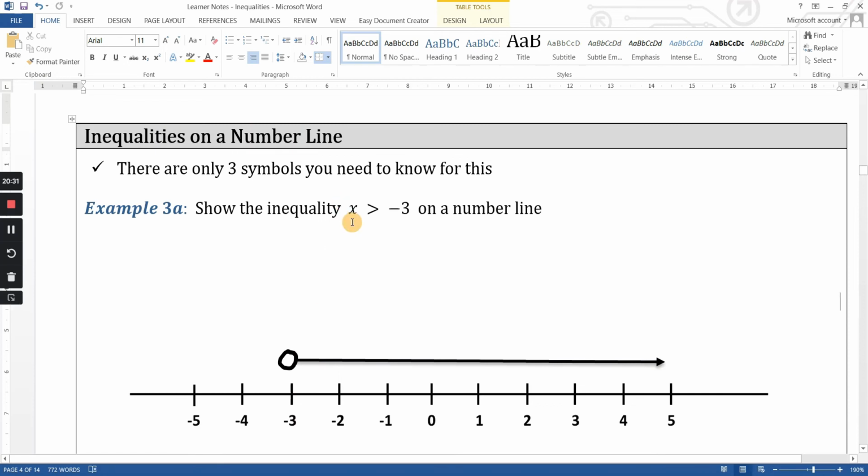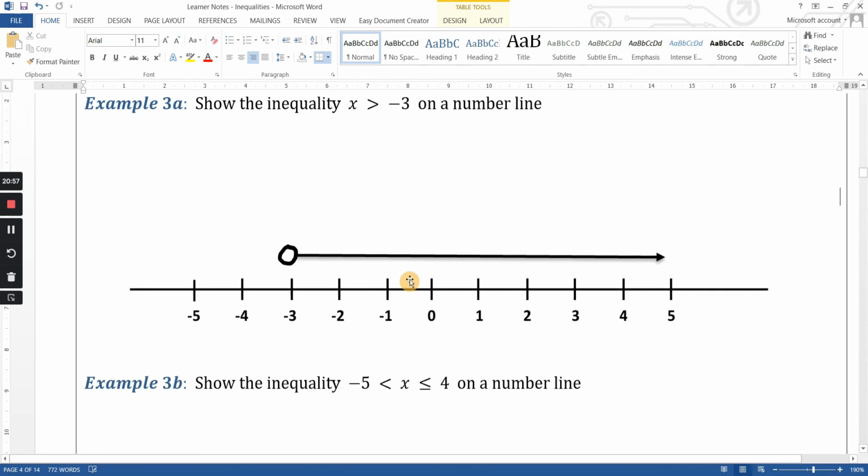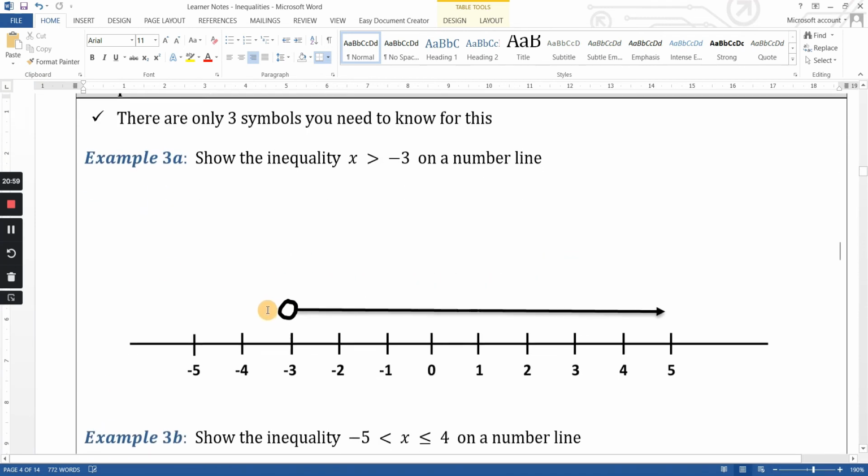So that's that done. And also, if it was greater than or equal to, then you would fill in the circle. But in this case, because it's just greater than, it's an empty circle. One of those things you just have to remember. Okay, so if it's not included, it's empty. If it is included, you fill it in. Okay, and there's your answer for 3a. That's what it should look like.